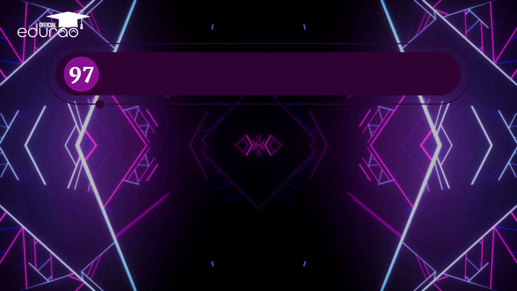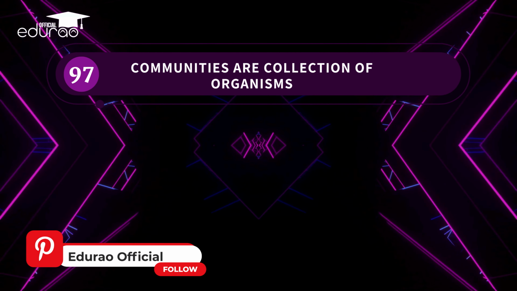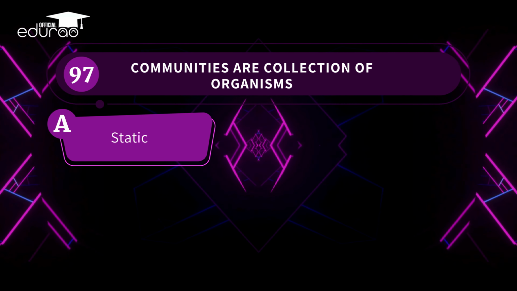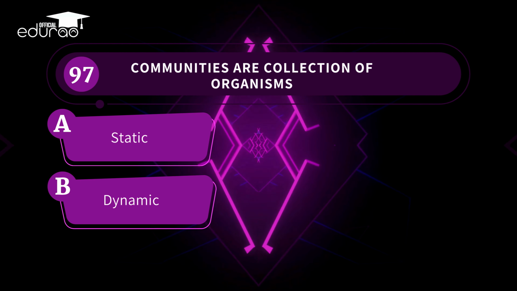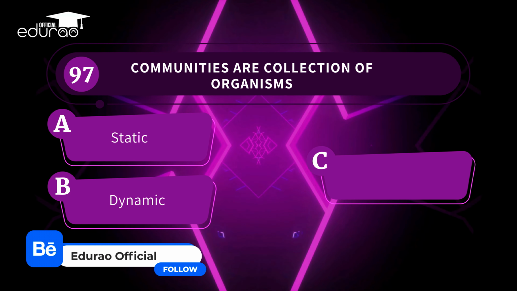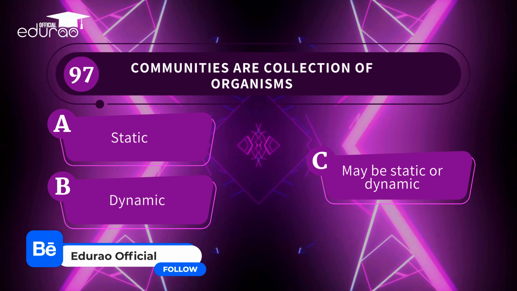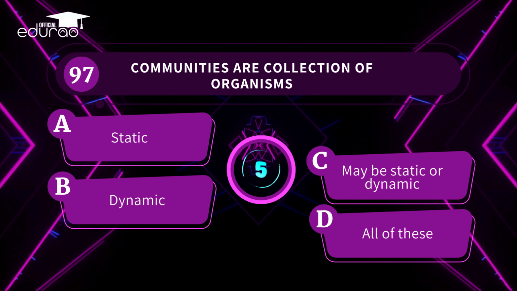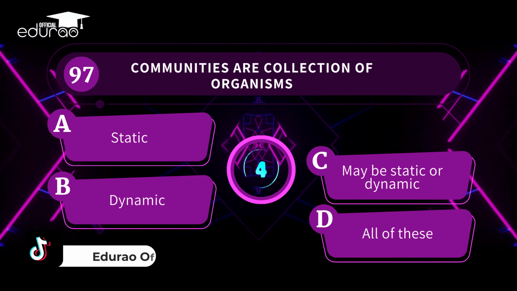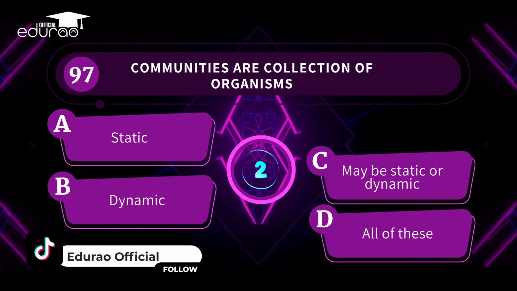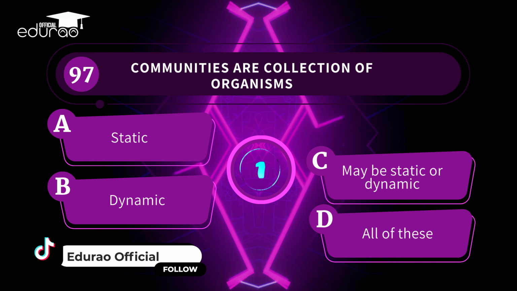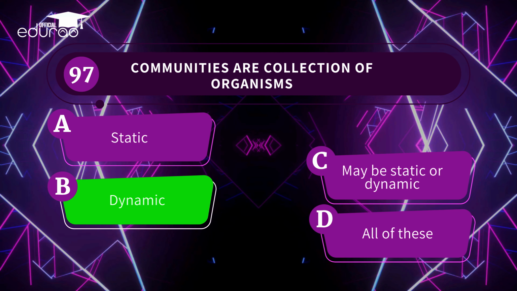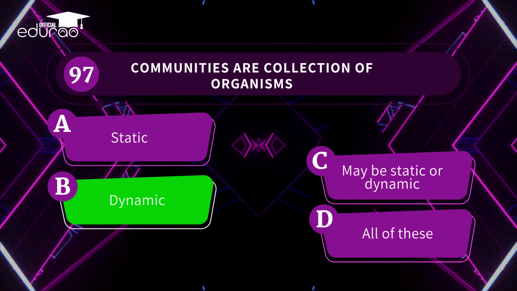Question 97. Communities are collections of organisms. A. Static, B. Dynamic, C. Maybe static or dynamic, D. All of these. That's just what I was thinking. Correct answer is dynamic.